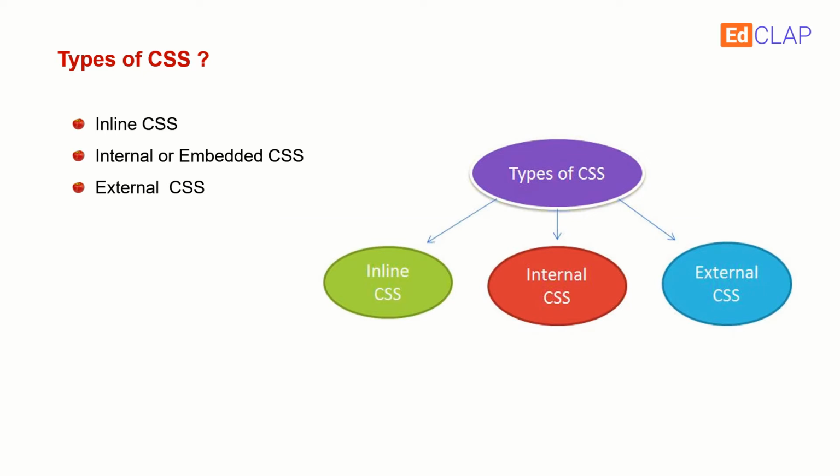Now coming to the types of CSS. How many types do we have? We have three types. One is inline CSS, the second is internal, which some people call embedded CSS, and another one is external CSS.